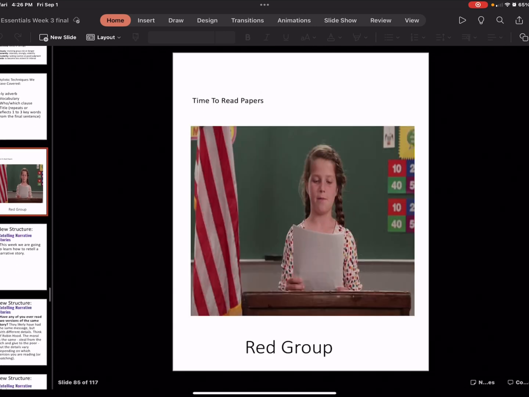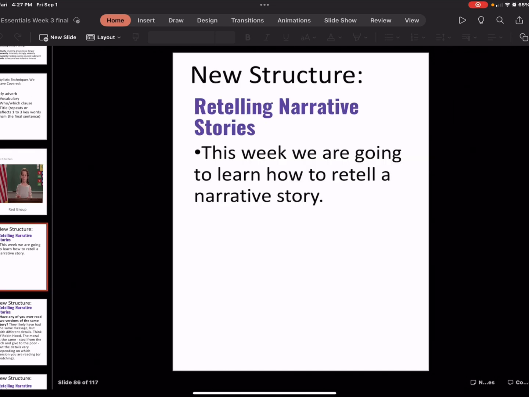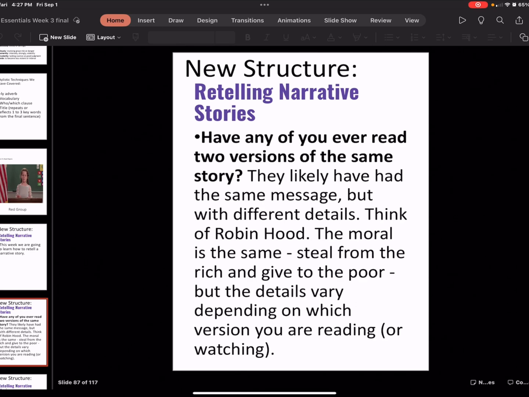The red group read this week. They did an amazing job. Everybody's papers were great. Okay, so our new structure is retelling narrative stories. This is a new unit, and we are retelling narrative stories. This week we are going to learn how to retell a narrative story.